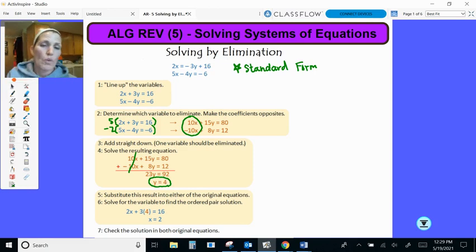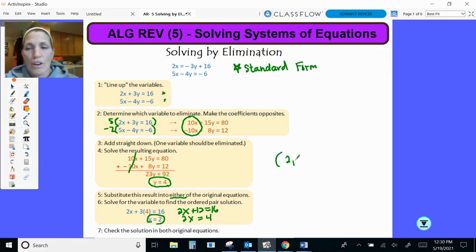Well, now that I know what one variable is, we've got to figure out what the other variable is. So I substitute the result into either of the other equations. I can do it to this equation or this equation, it doesn't matter which one. In this case, they plugged it into 2x plus 3 times 4 equals 16. This ends up being 2x plus 12 equals 16. Then we subtract 12 from both sides, giving us 2x equals 4, and then we divide by 2 to give us x equals 2. So my solution is going to be (2, 4), right? That would be my solution to my system of equations.